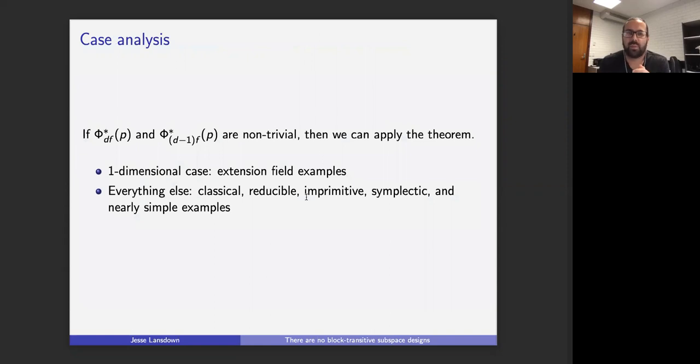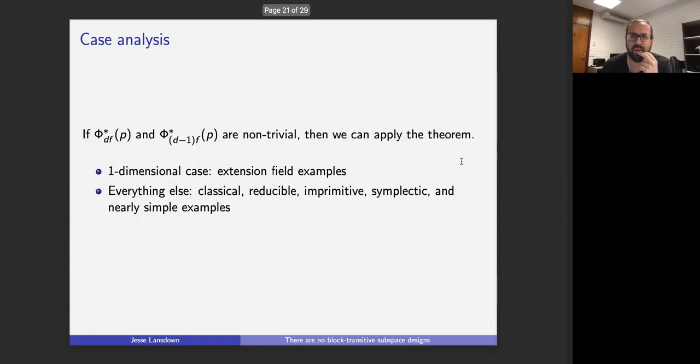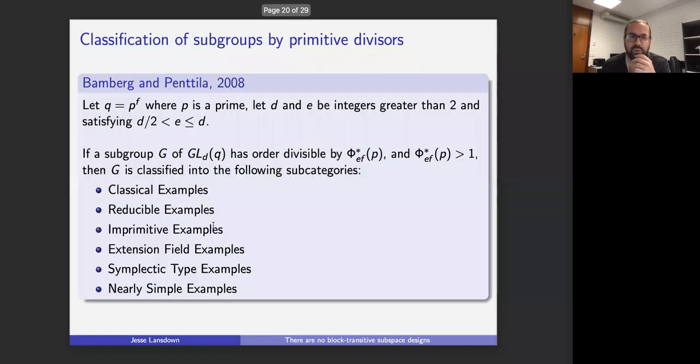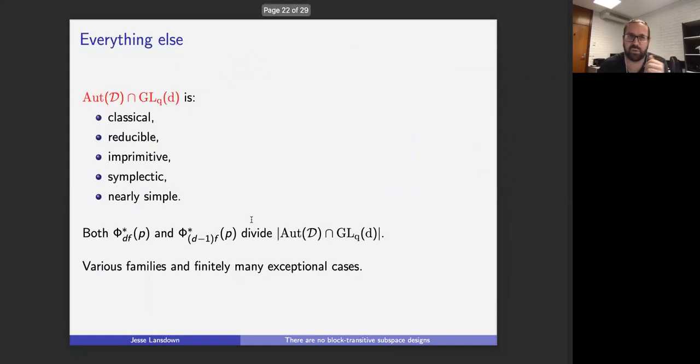So to begin with, we assume that each of these prime divisors are non-trivial so that we can use this theorem. And then essentially we get sort of 2 cases happening. We either get this sort of one-dimensional case which corresponds to the extension field example, or we get everything else. And so to begin with, I'll start with everything else.